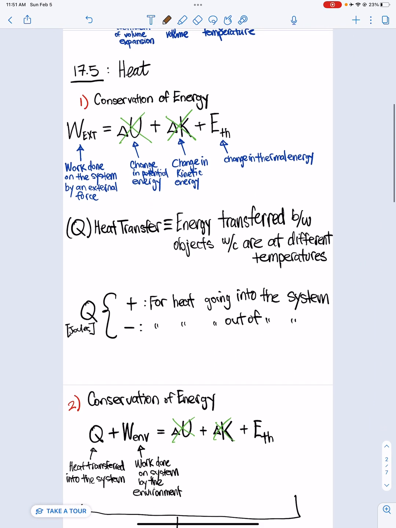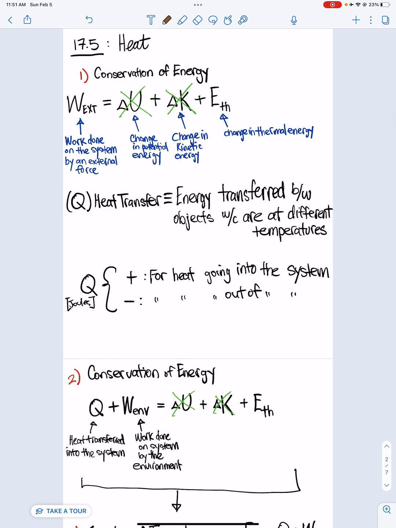Next, we will move on to 17.5, which is heat. So we know the conservation of energy, that's work done on the system by an external force is equal to change in potential energy plus change in kinetic energy plus change in thermal energy. But because we are in thermodynamics, we now include heat transfer into that equation, which is symbolized by the capital Q. And heat transfer is the energy transferred between objects which are at different temperatures.